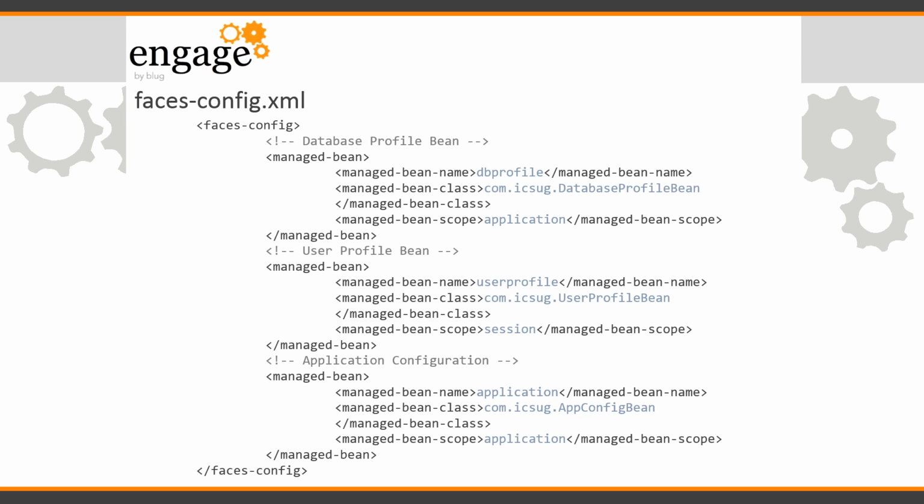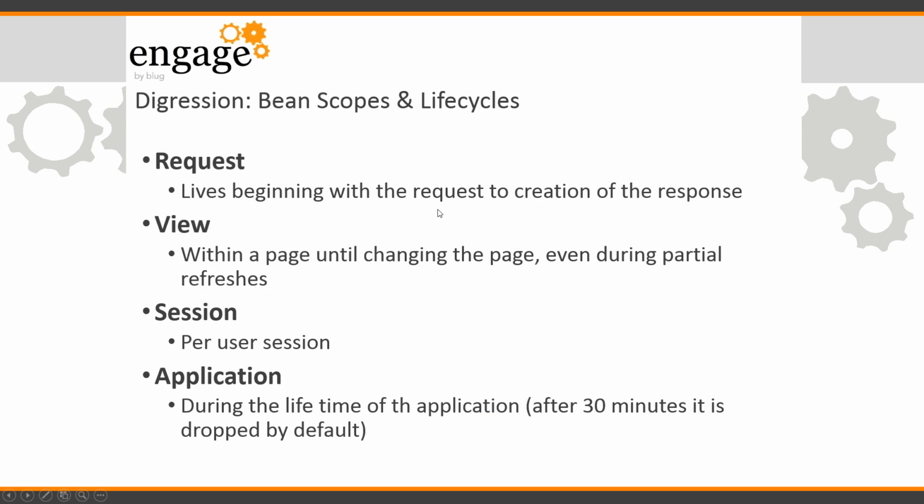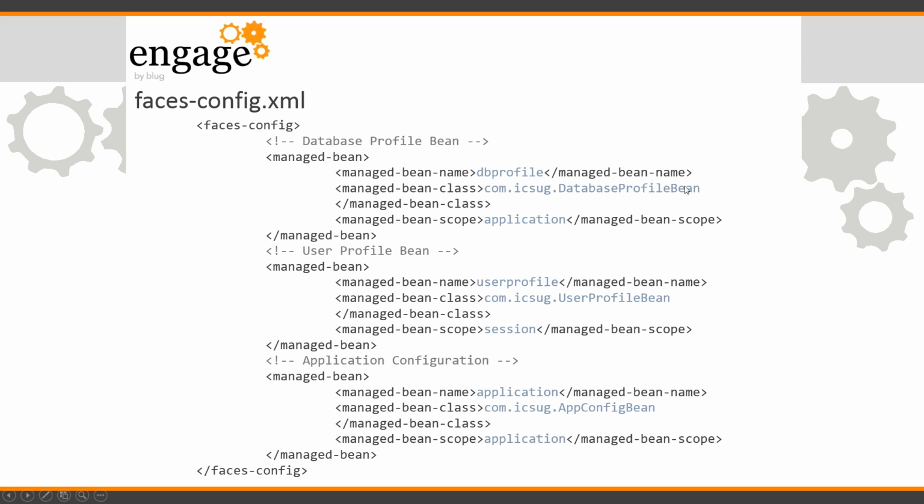And last, before I show you some code, this is the minimal definition of the Faces config to define the bean classes. You can find the names of my classes I just mentioned: the database profile bean, user profile bean, and the app config bean, and there are some short names for it, and of course the definition of the so-called bean scope.